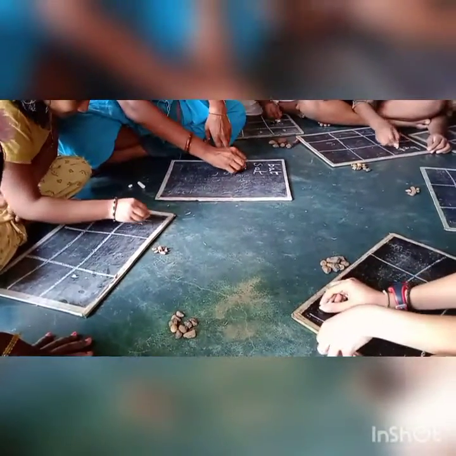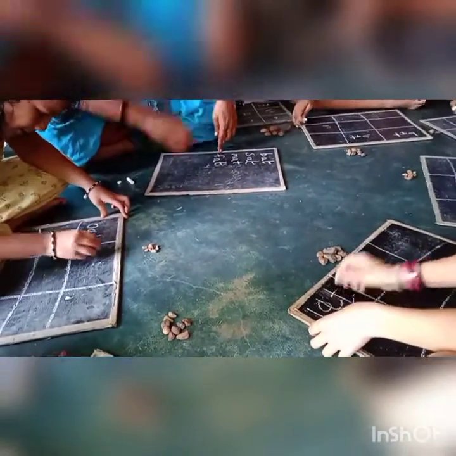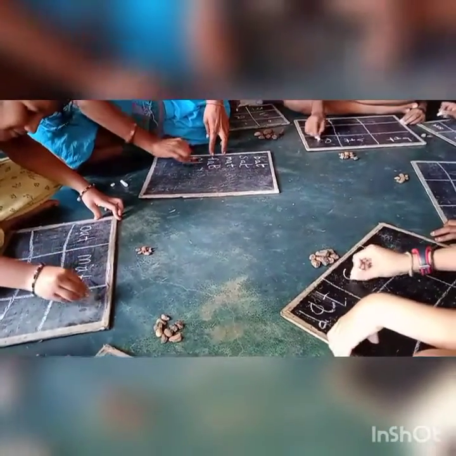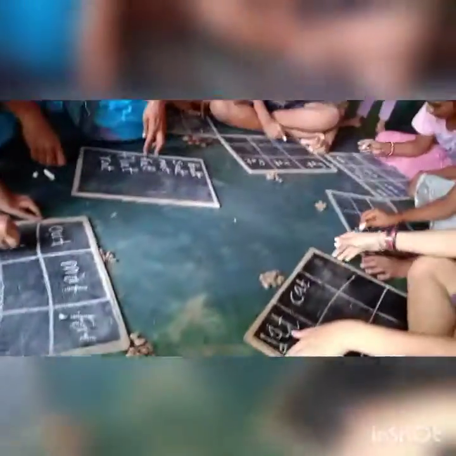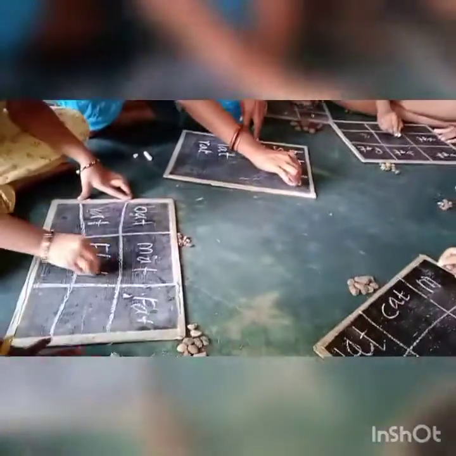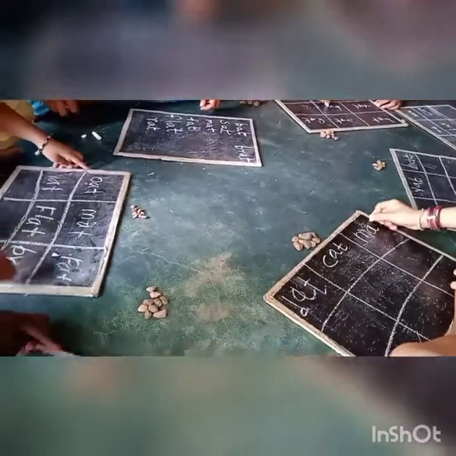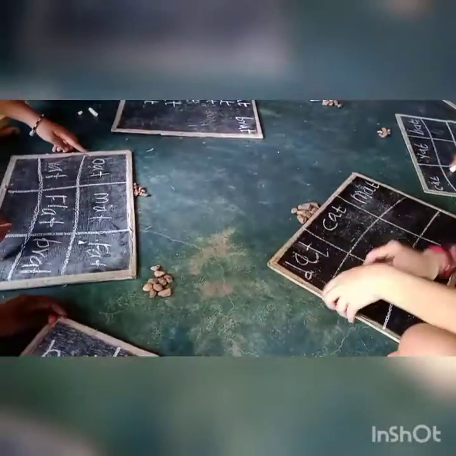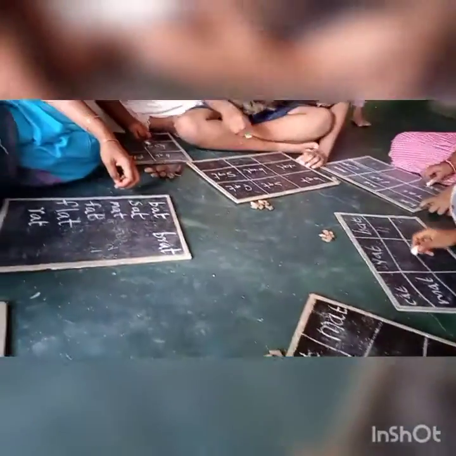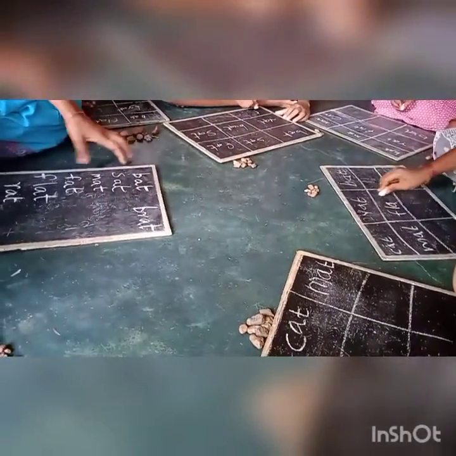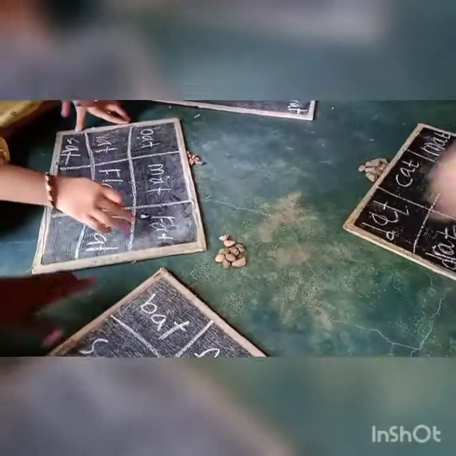Bat, sat, mat, any of them. Fat. No, you don't have to copy in order. Whatever you like. Flat. Rat. Brat. Who is a brat? Choose any of these. Write the T properly, Alishna.